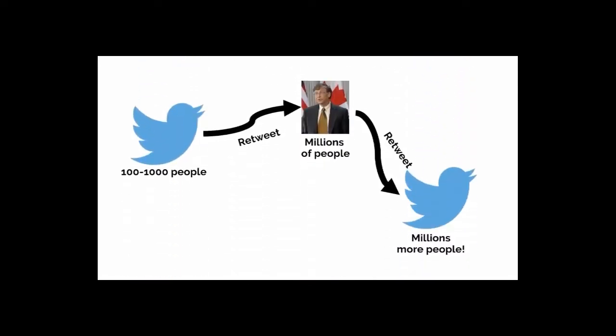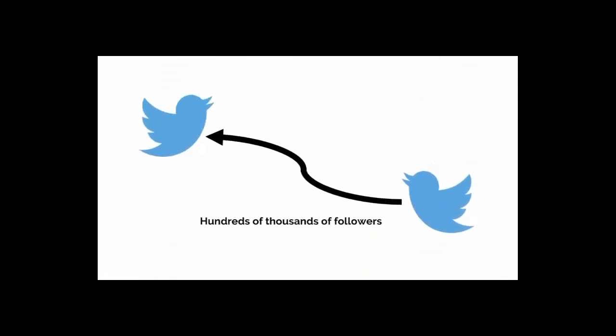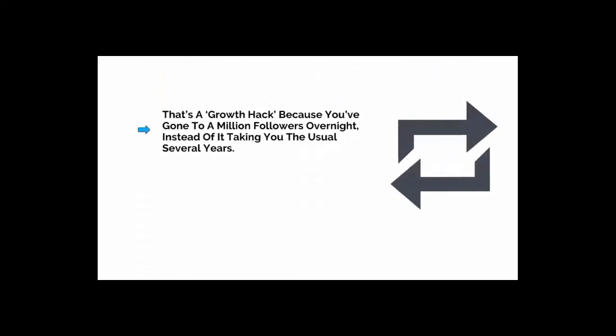But imagine if your post were retweeted by someone like Bill Gates. Suddenly, that message would be seen by millions of users. He currently has 24.6 million followers, thousands of which would probably retweet it to their thousands of followers. Some of Bill Gates' own followers would probably have millions of followers in their own right, so this effect would be repeated potentially many times over. You would get hundreds of thousands of new followers this way and would increase your influence drastically overnight. That's a growth hack because you've gone to 1 million followers overnight instead of taking it the usual several years.